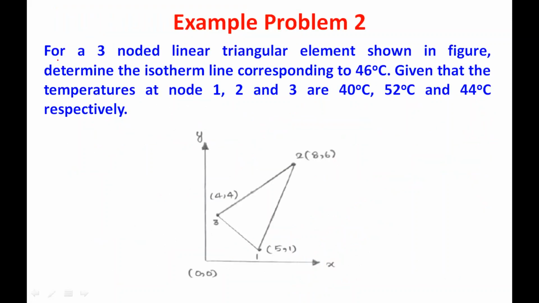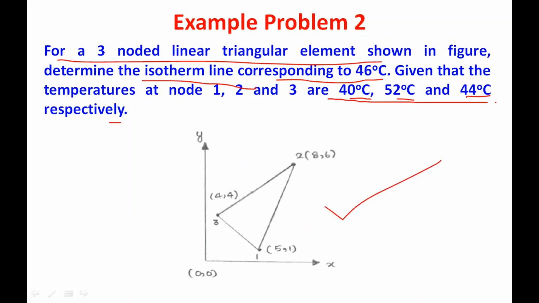Example 2. For a three-noded linear triangular element shown in the figure, determine the isotherm line corresponding to the temperature 46 degrees Celsius, given that the temperature at nodes 1, 2, 3 are 40 degrees, 52 degrees, 44 degrees Celsius respectively. The element nodal coordinates are specified in this diagram. Nodal temperatures are specified in this statement. What they are asking is to determine the isotherm line.